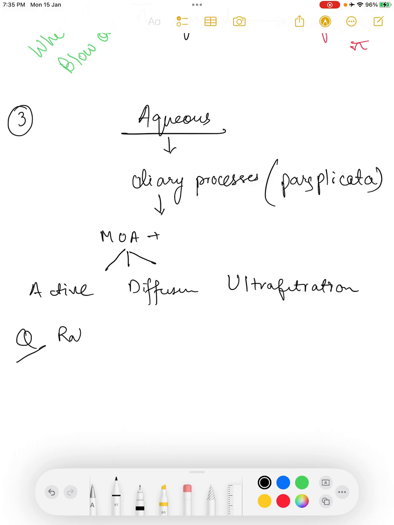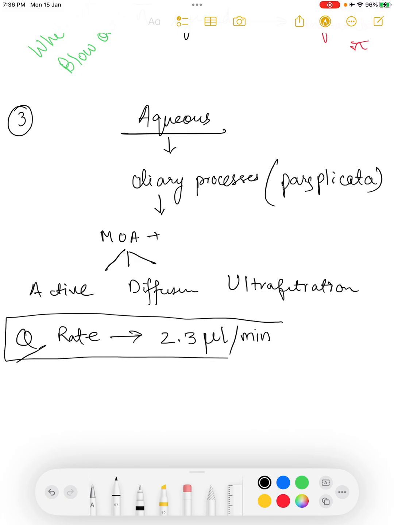What is the rate of production? It is an MCQ and a Viva question. 2.3 microliters per minute, and this is constant and doesn't change with any book.